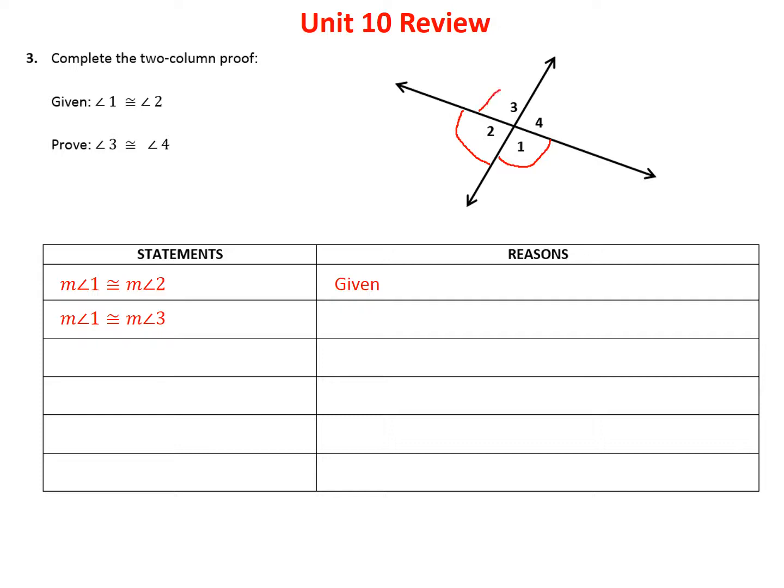Now the next thing I want to look at is what other things are equal. Well, notice that angle 1 also equals angle 3. How do I know that? Because you see they're across from each other. They are vertical angles, by the vertical angle theorem. All right? Likewise, I know that angle 2 equals angle 3.